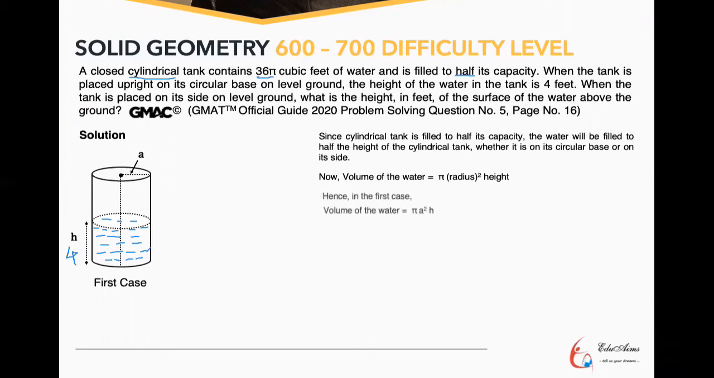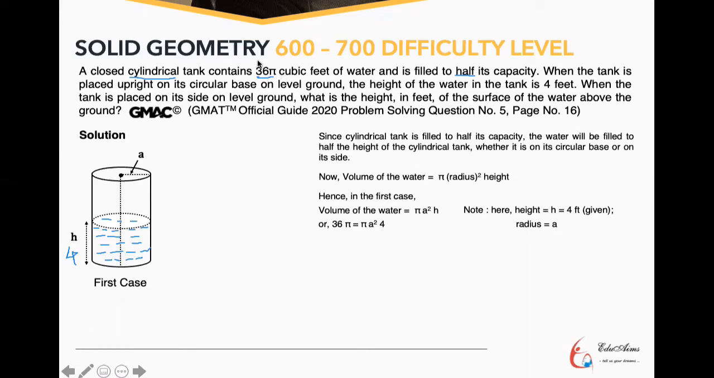So in this case, the volume of the water will be equal to pi a squared h, where h is the height of the water, which is given as 4 feet, and a is the radius of the circular base. So a is this particular radius. Now, we can write this as 36 pi is equal to pi a squared 4.